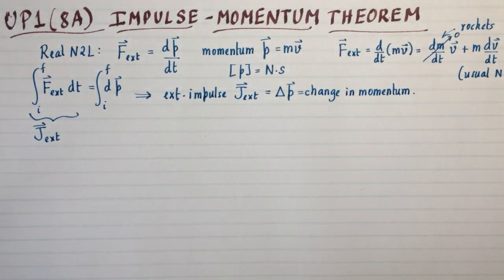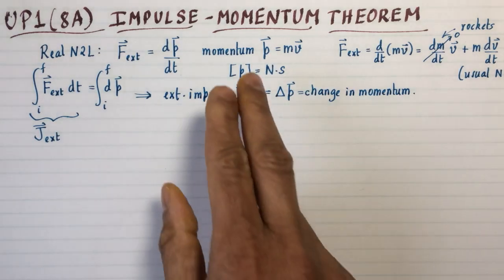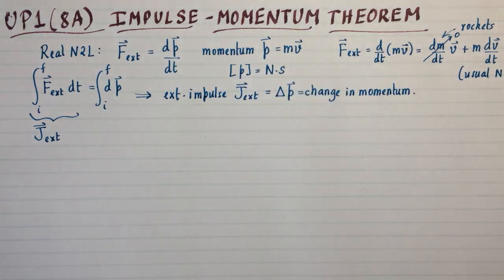So for the rest of this video, we'll talk about applications of this. By the way, the one thing to note is momentum is a vector. It gets its vector characteristics from velocity. So the change in momentum also is a vector. So we should be careful about things like that. One of the best applications of the impulse momentum theorem is finding the average force.